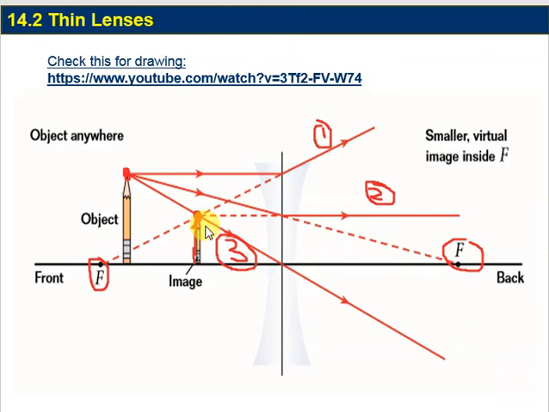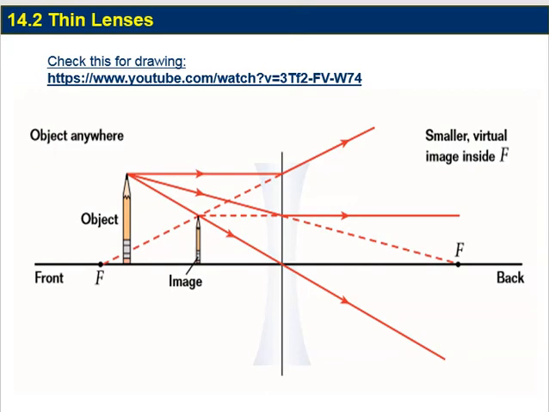What else? It's virtual. Why is it virtual? Because it's made by the intersection of the apparent path of light, not the actual path of light. Okay, and where is it placed? It's placed always somewhere between the focal point and the lens. So for diverging lens, we don't have many cases, we just have 2 cases. Pay attention with me. What are these 2 cases?